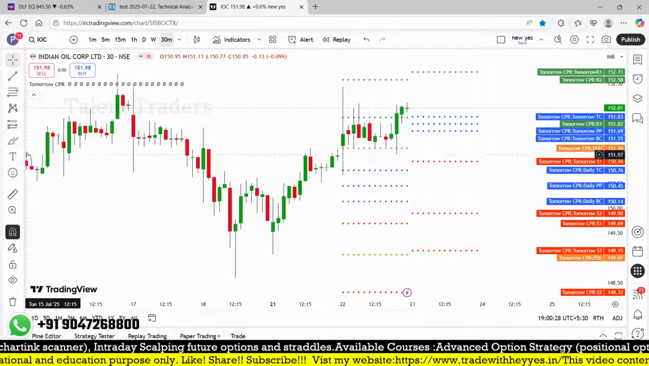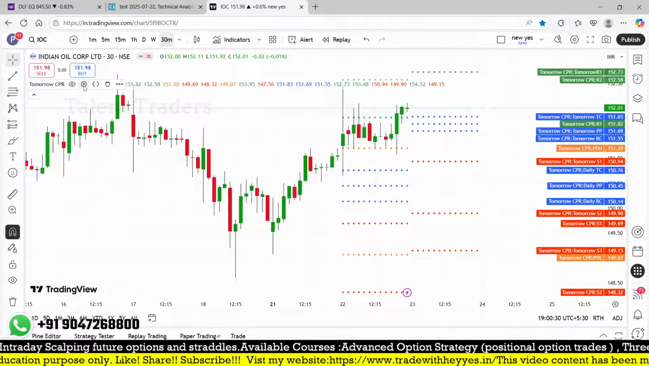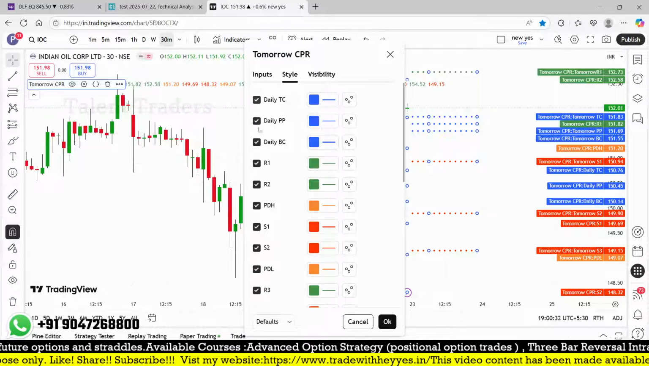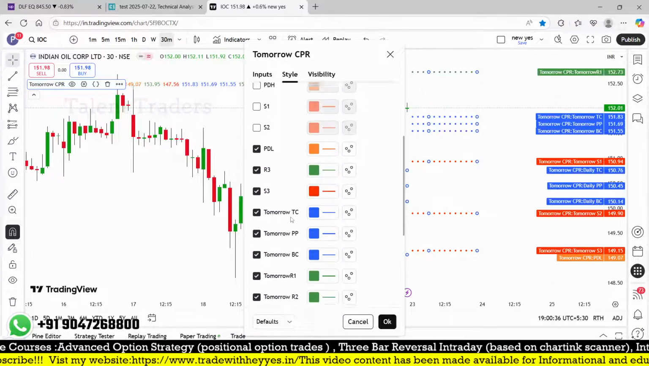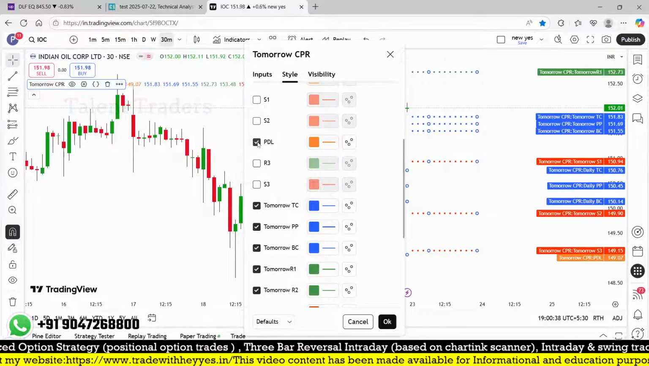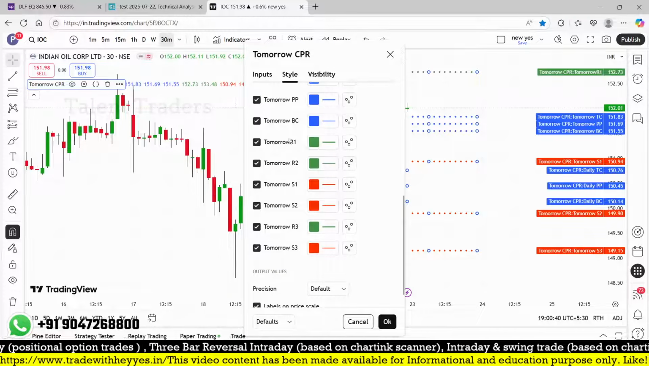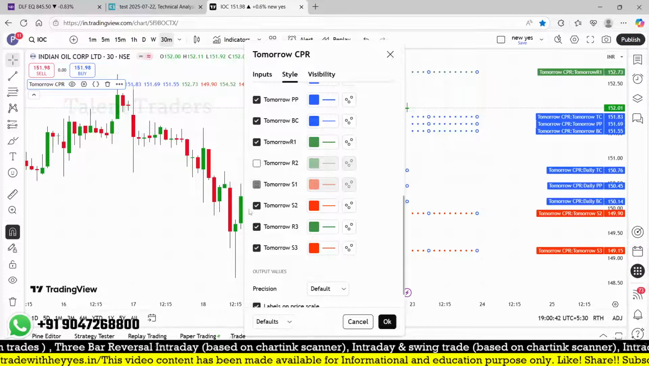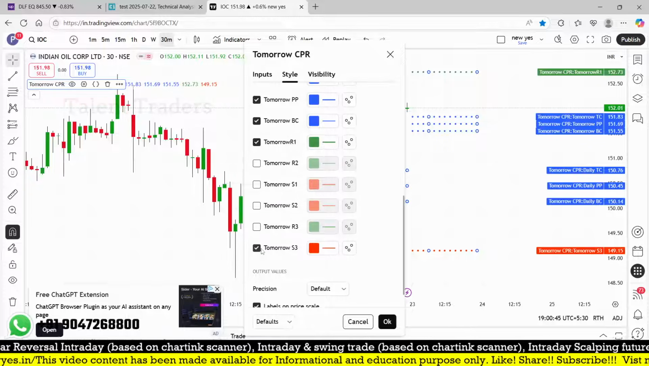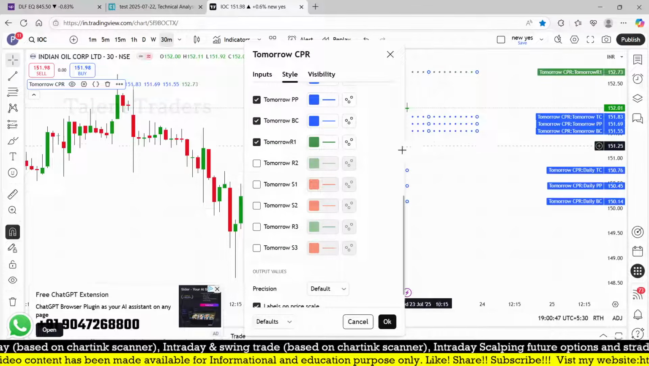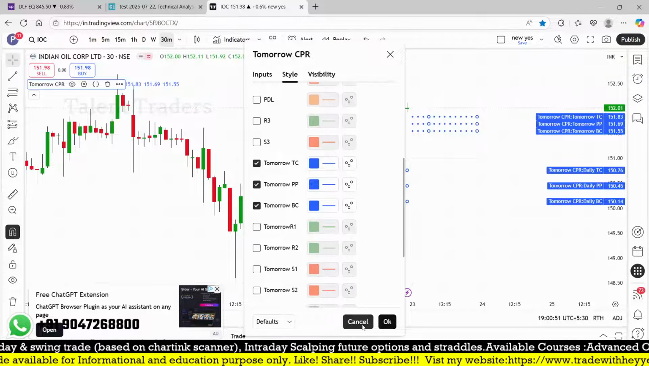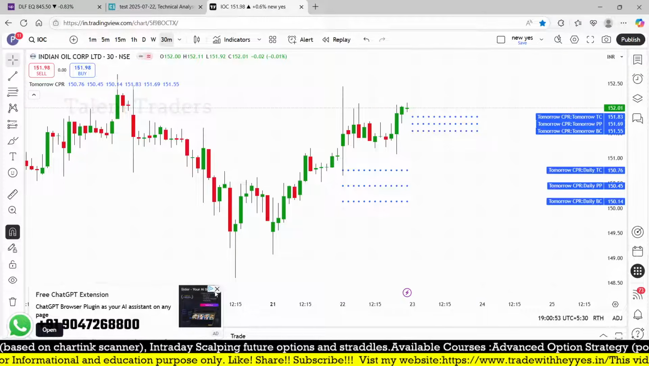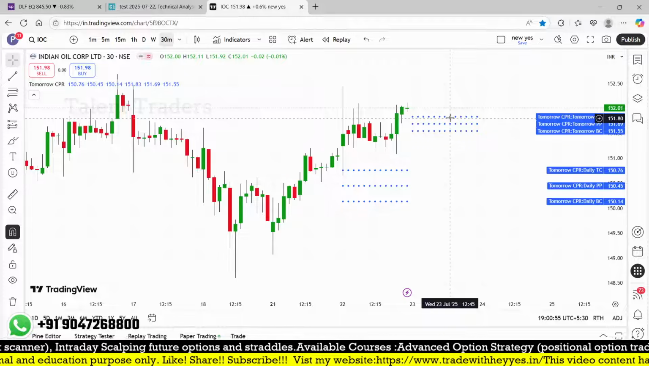I think this will show you. Daily TC, BC, R1, R2, previous day S1, S2. I'm just removing those to find only the CPR values. Tomorrow pivot, and I don't want this. This code may help you find tomorrow's levels. Where you can see the blue one, and someone we missed, tomorrow R1. So you can check tomorrow's level here, plotted one day in advance.